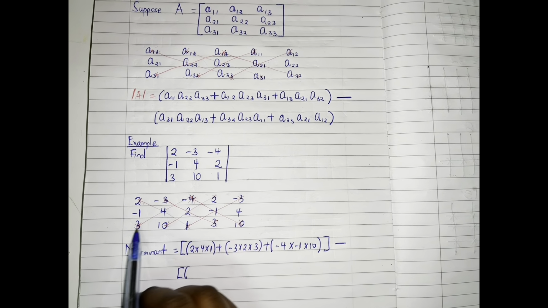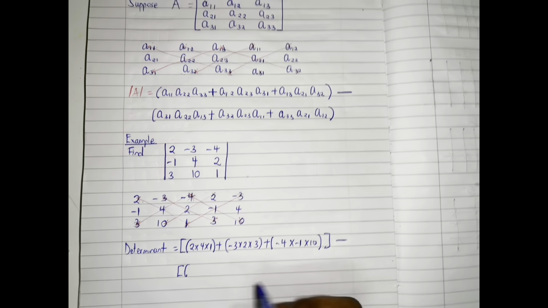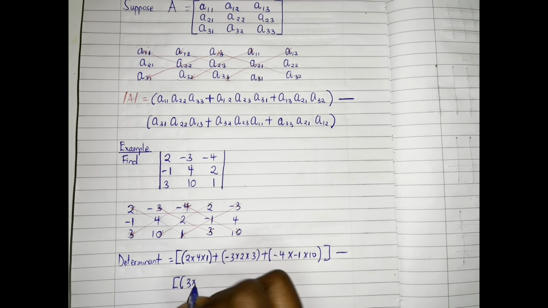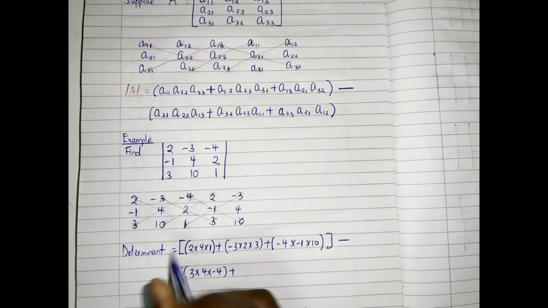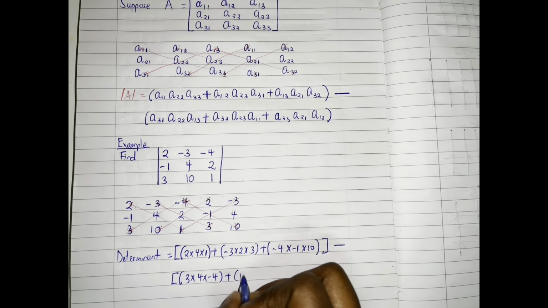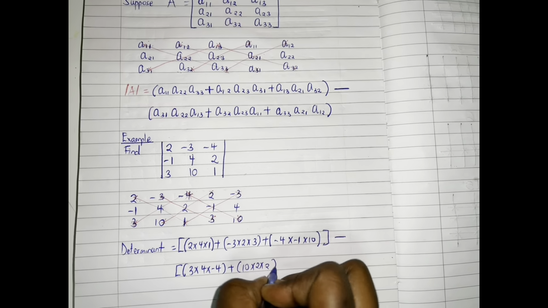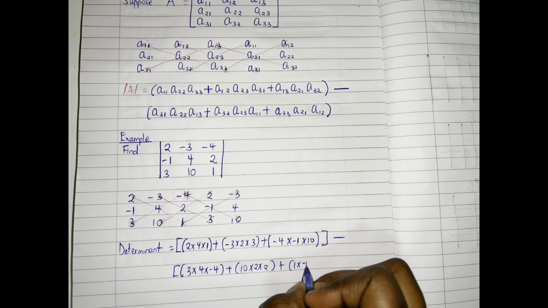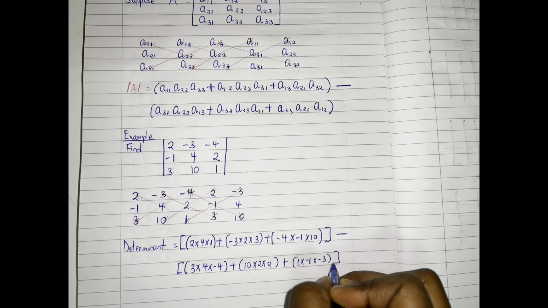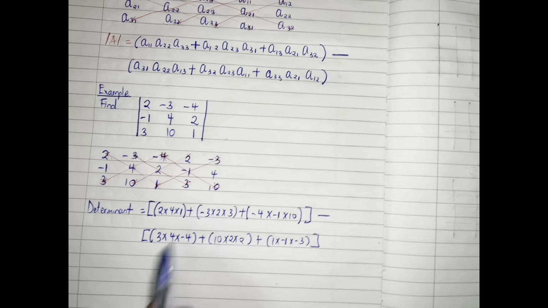We're going to be using the third row: 3 times 4 times negative 4, 10 times 2 times 2, plus 1 times negative 1 times negative 3. And then we're going to work it out.